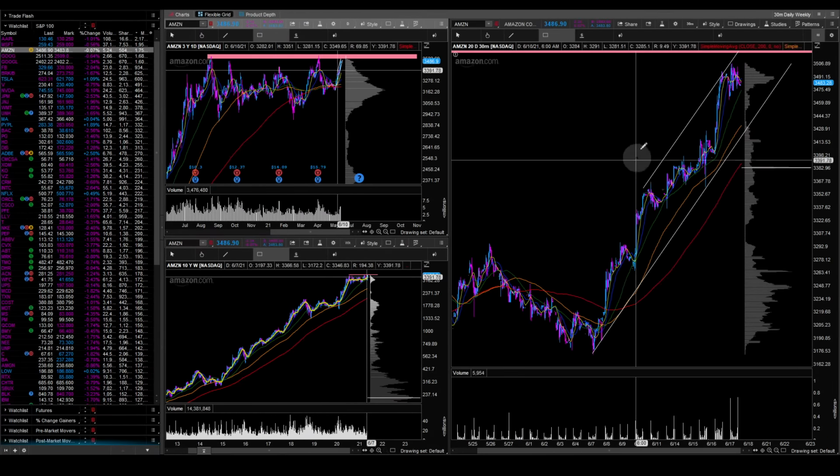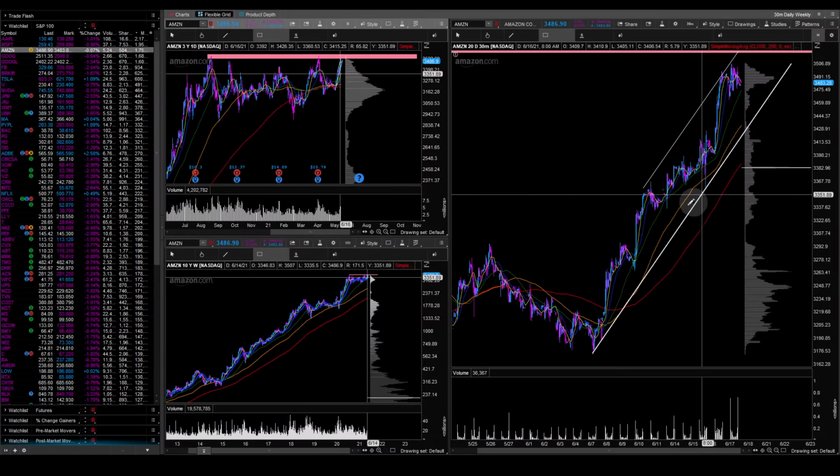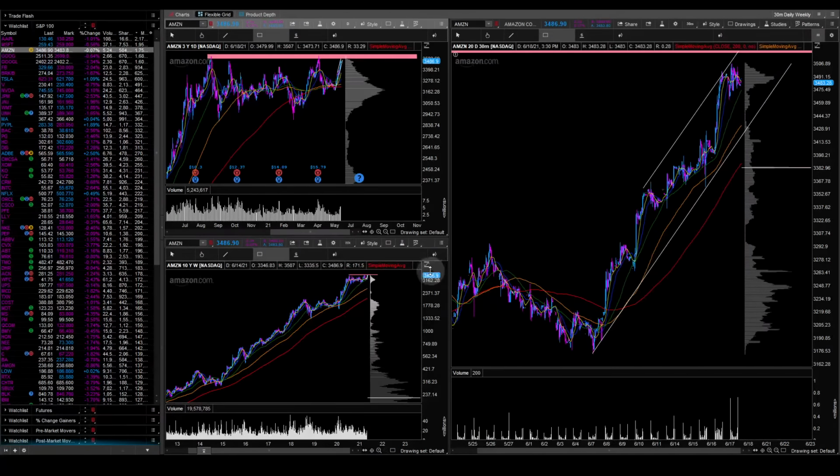Very strong today relative to all the weakness we saw in the markets today. So again, E-mini sold off into the close, closed on volume. Amazon held up well.